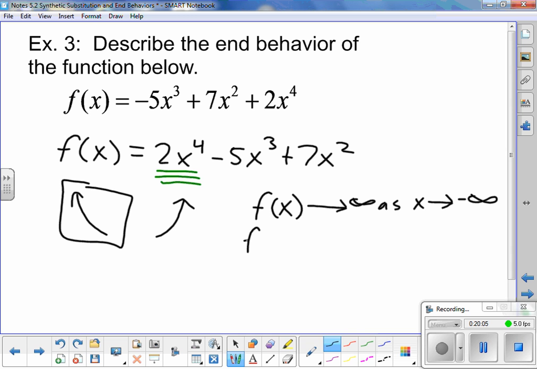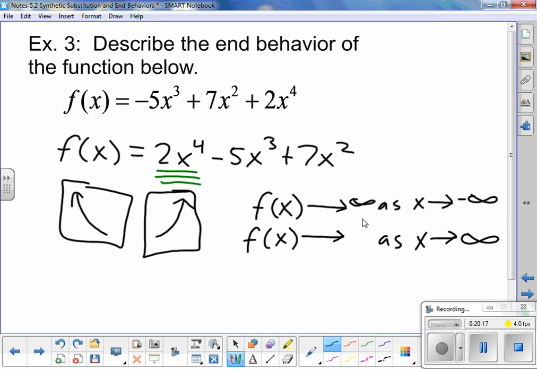f of x. Now we're going to describe the right-hand side. So on the right-hand side, which is positive infinity, it's going up again, so positive infinity. And that's basically how you do these. So tomorrow or on Monday, you will have a worksheet to help you out with this. Go ahead and try that worksheet out.